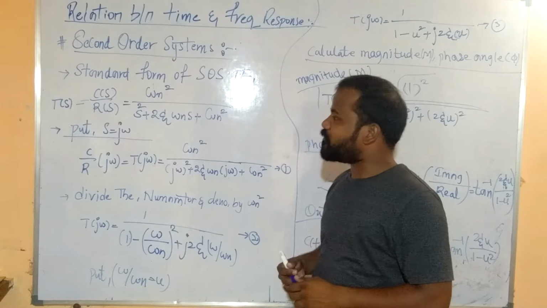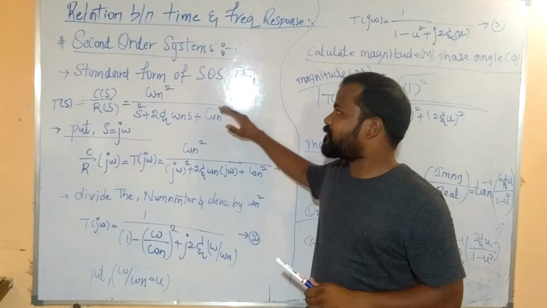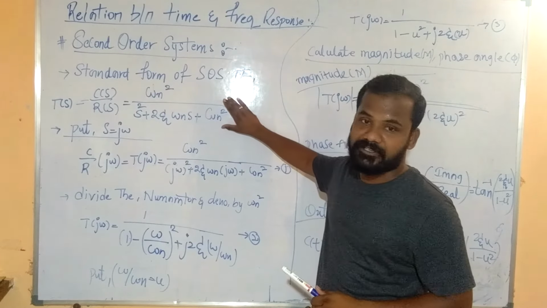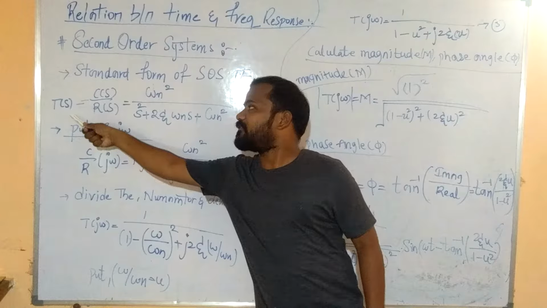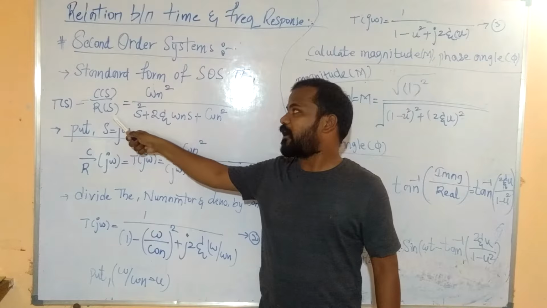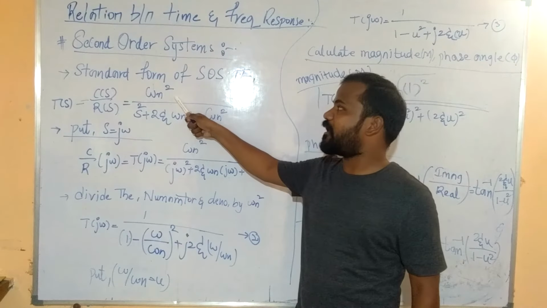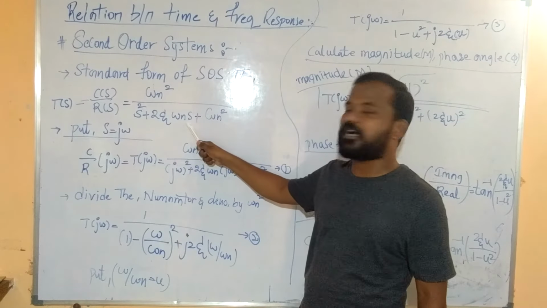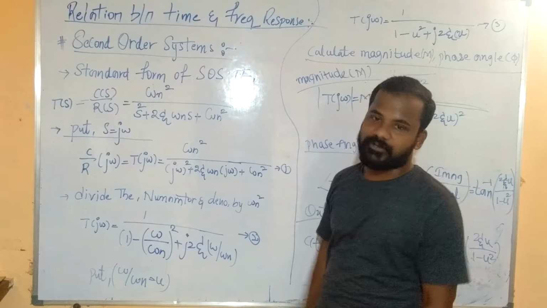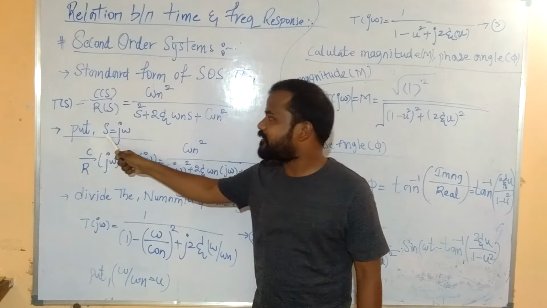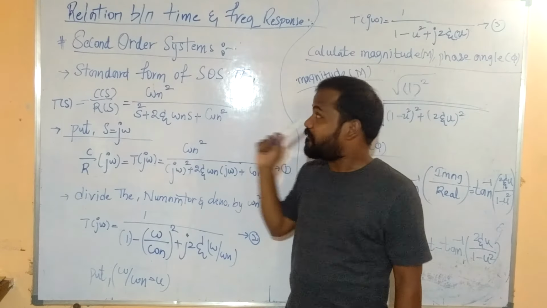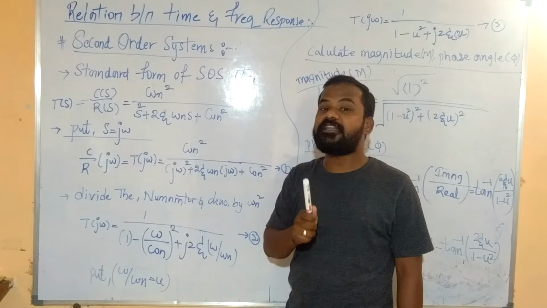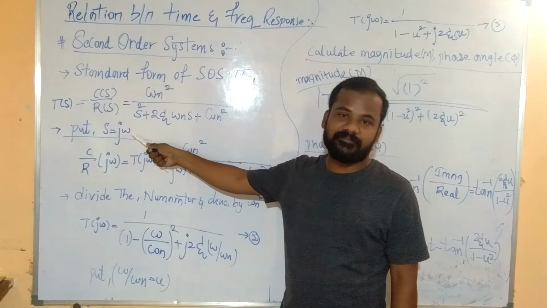So what I am doing here is taking the standard form of the second order system transfer function. T of s is equal to C of s by R of s, that is equal to omega n square divided by s square plus 2 zeta omega n s plus omega n square. Here just put s is equal to j omega. We are talking about frequency response analysis, so definitely we need to include the frequency term here.